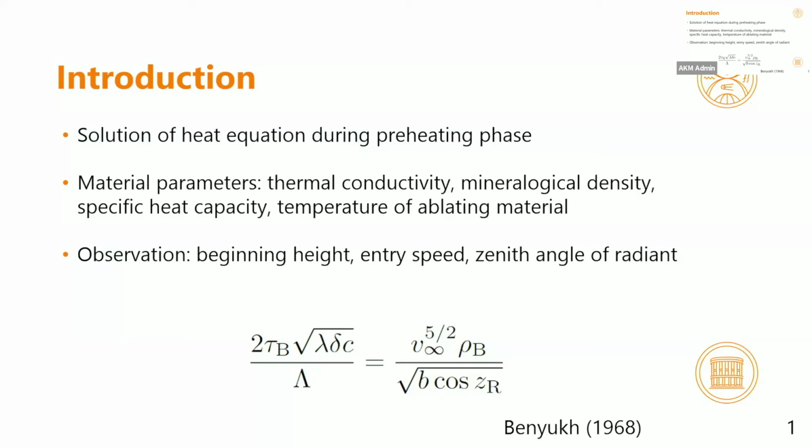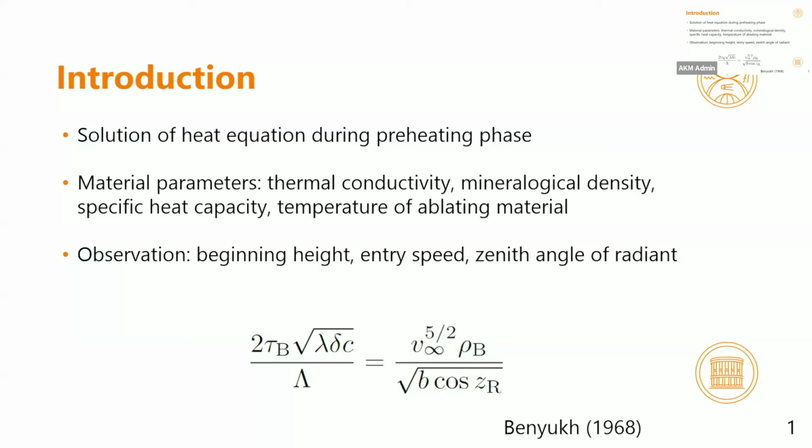Then you go outside and observe meteors. You observe beginning height, entry speed, zenith angle of radiant, and plug it into the right-hand side. And they are equal. You already have the list of left-hand sides, and from observation you have some new value of right-hand side. So you look at your list and you say that, wow, this meteoroid has mineralogical density somewhere between basalt and granite, let's say. Or you can interpolate between the basalt and granite to obtain a more precise result.